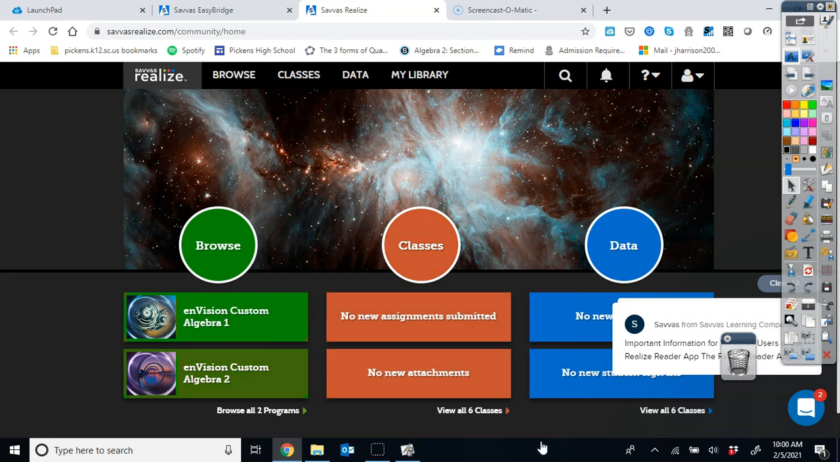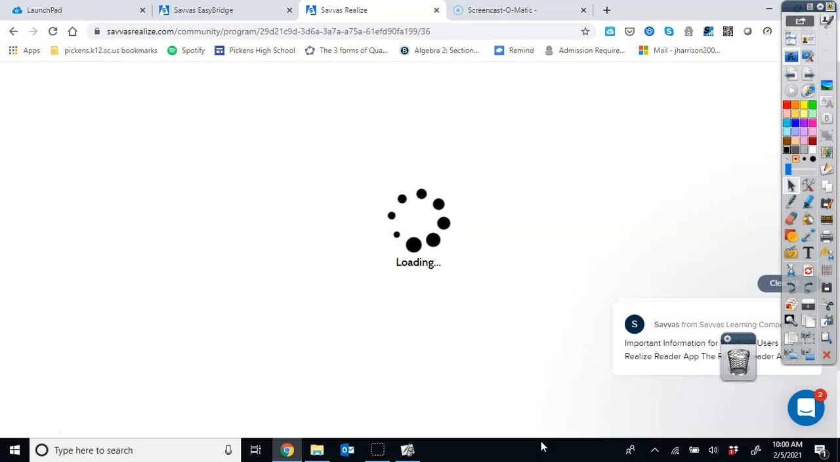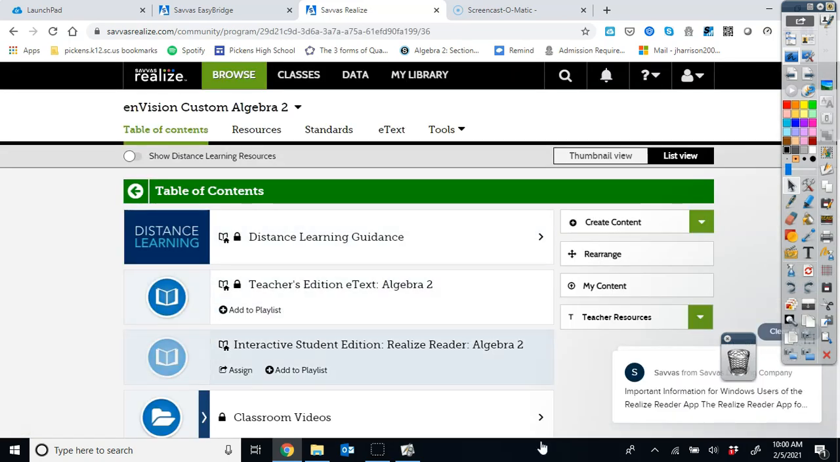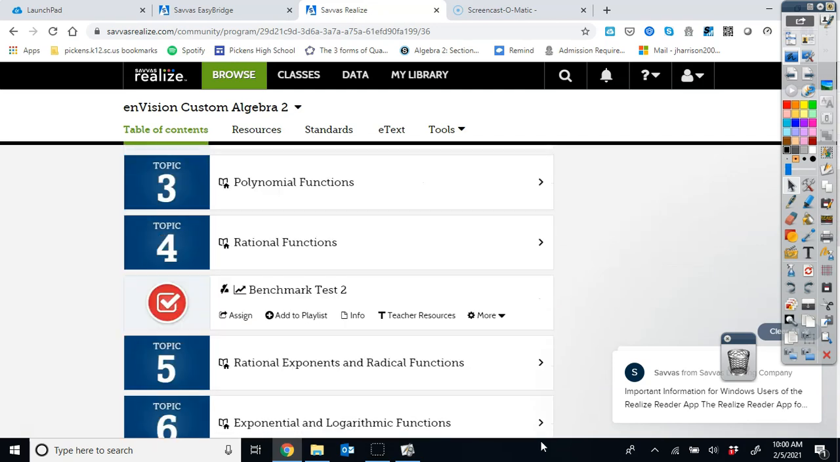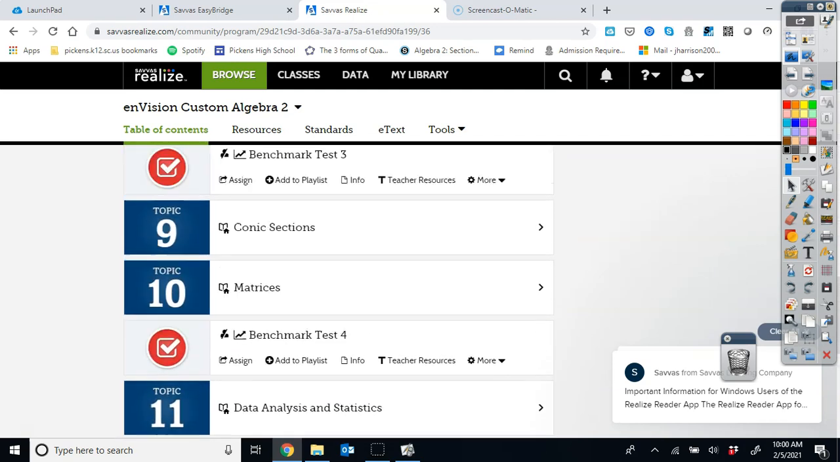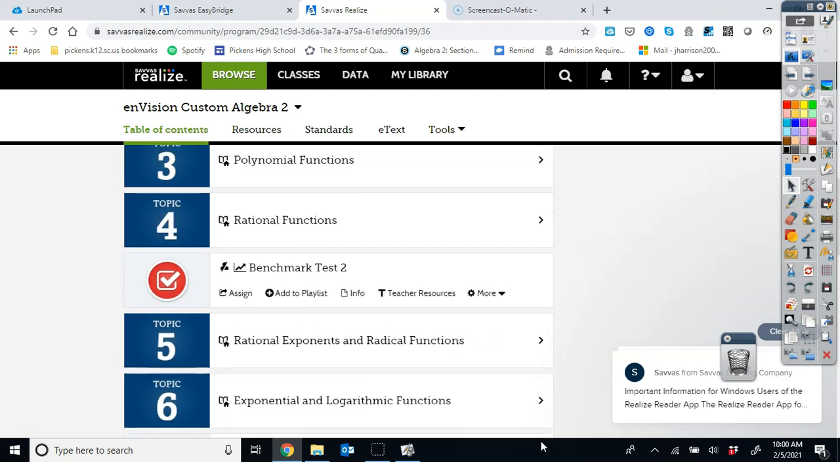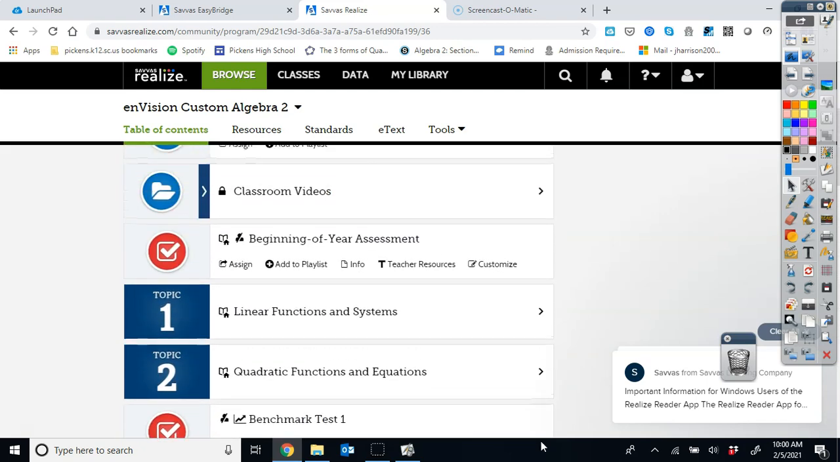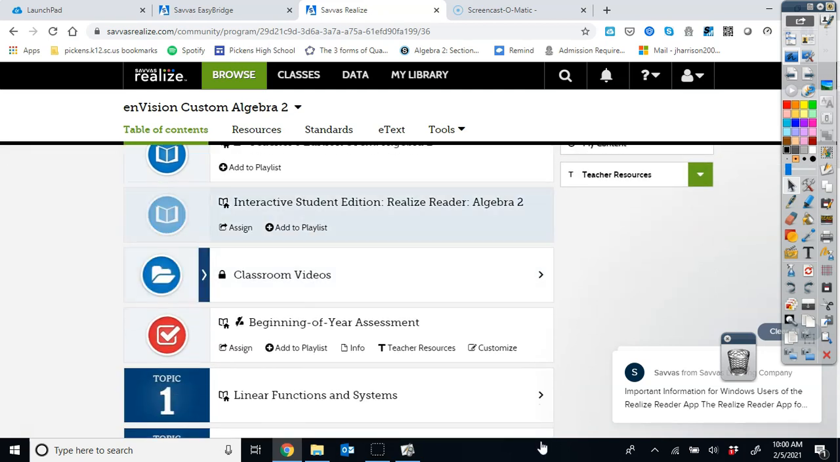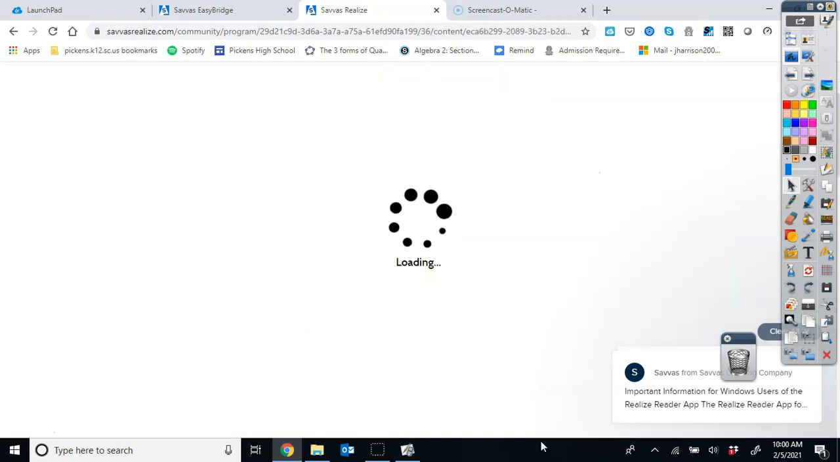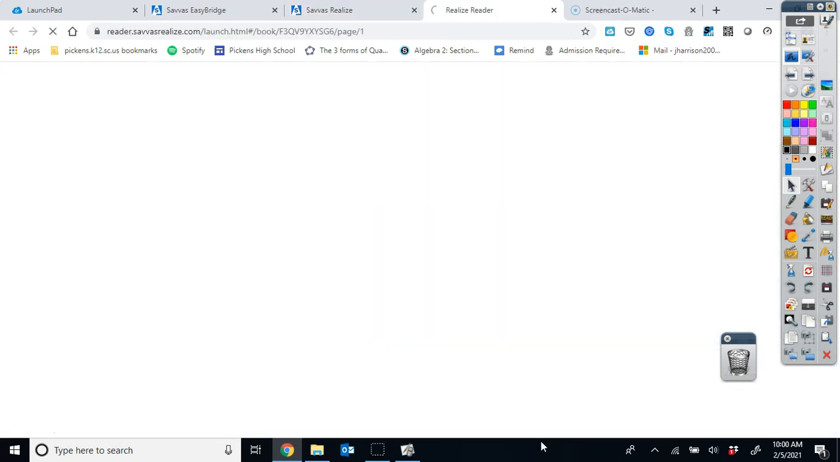So underneath the Envision Custom Algebra 2 textbook, you will be able to click on there. Again, you won't have as much stuff as I have on here, but your textbook, it goes by topics. Now the topics are chapters. Basically, instead of calling it a chapter, they call it a topic. You can go straight to this interactive student edition right here, this Realize Reader Algebra 2. If you click on that, it just goes straight into the textbook and you can go page by page.